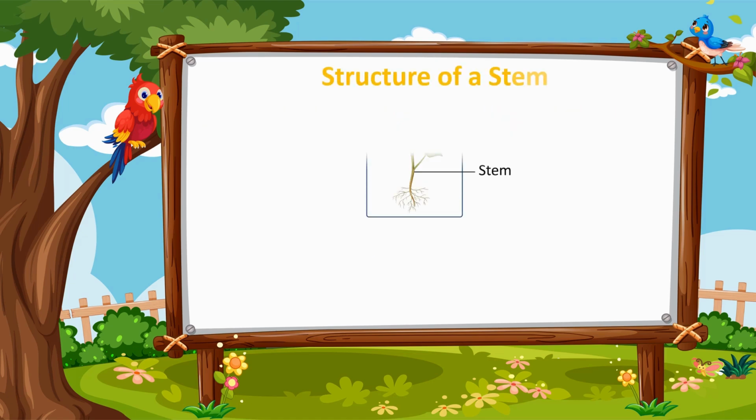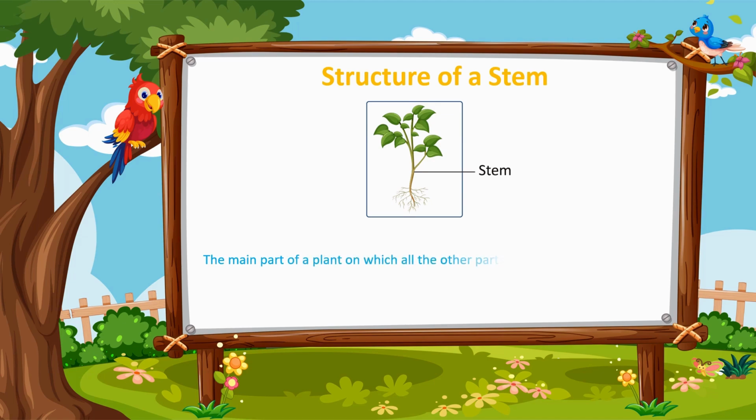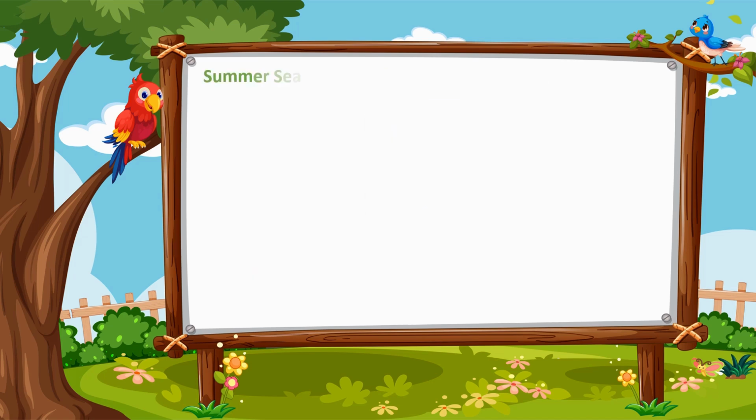Structure of a stem. The main part of a plant on which all the other parts are born is called the stem. It bears the branches, leaves, buds, flowers, and fruits. The stem keeps the plant in an upright position and provides support to the plant.